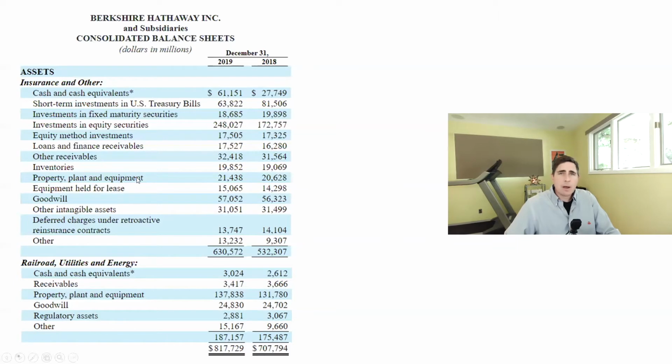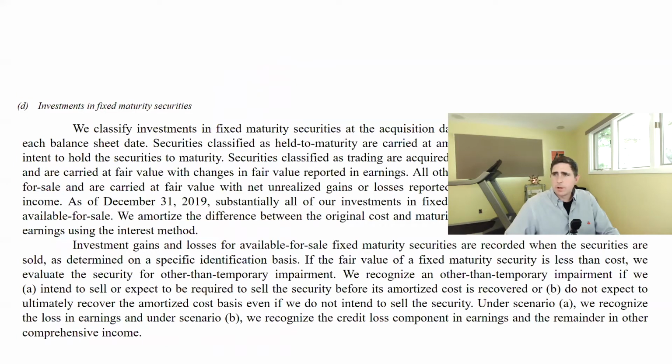And the line item I want to focus on for this video, and let me get my laser pointer, is the line item called investments in fixed maturity securities, right here. Investments in fixed maturity securities. And you can see that that account has a December 31st, 2019 book value of $18.685 billion, because this balance sheet is in millions. So that's the book value at December 31st, 2019. Okay, some more details about this account.